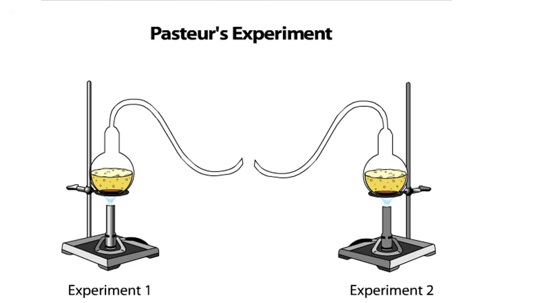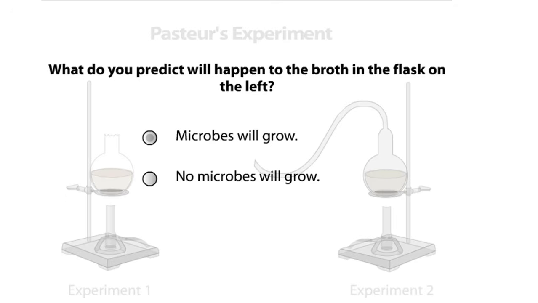After the broth had been sterilized, Pasteur broke off the swan necks from some of the flasks, exposing the nutrient broth within them to air from above. The remaining flasks were left intact. What do you predict will happen to the broth in the flask on the left? Click on the correct answer.